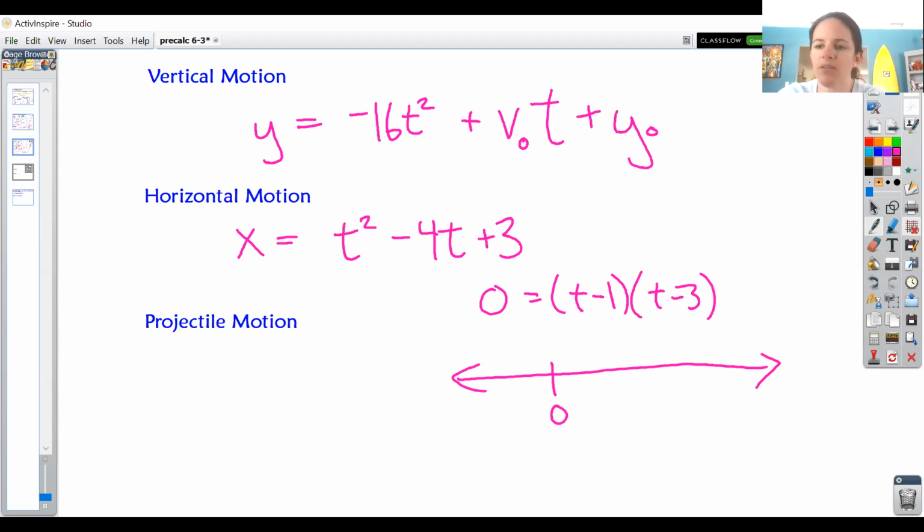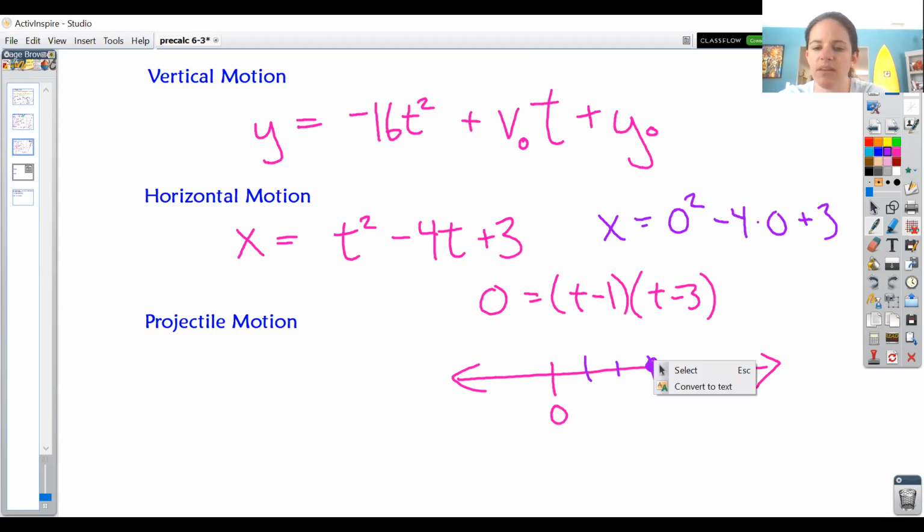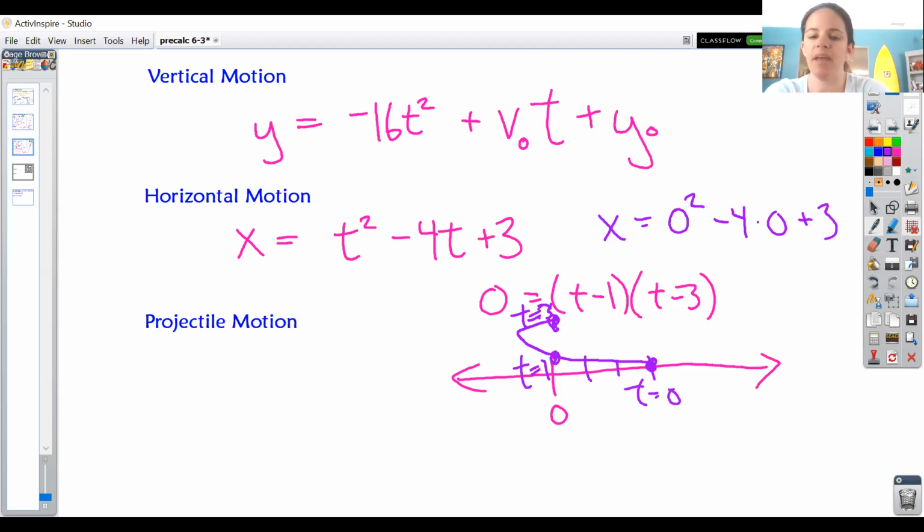I could say, well, where's the particle at t equals 0? And so we could substitute 0 in for the time, and I would say that would mean x would equal 0 squared minus 4 times 0 plus 3, which is 3. So 1, 2, 3. So that means it's starting at 3, and then at 1 second it's already at 0, and then it keeps going actually this way, and then at 3 seconds it's at 0 again, so t equals 1, t equals 3, sorry for the messy, and this would be t equals 0.